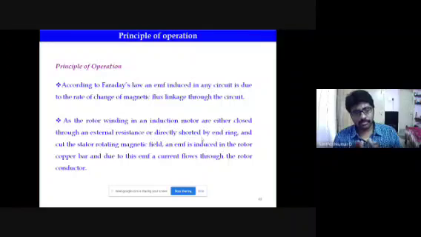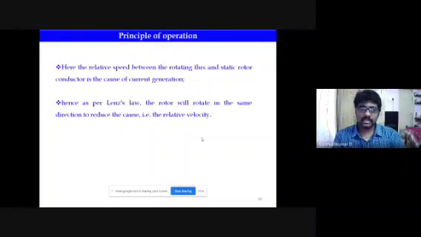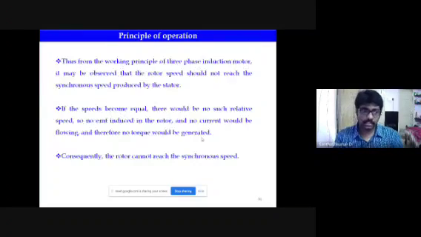That induced EMF is inducing current in the rotor bars. So this is what happens in an induction motor. Here the relative speed between the rotating flux and the static rotor conductor causes the current generation. So as per Lenz's law, the rotor will rotate in the same direction to reduce the cause, that means the relative velocity. So this is the working principle of the three-phase induction machine.